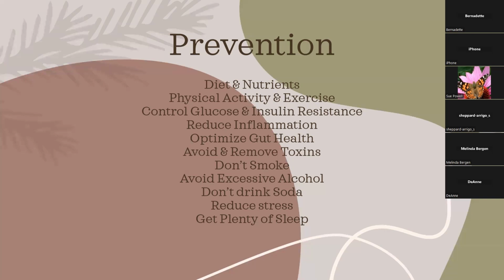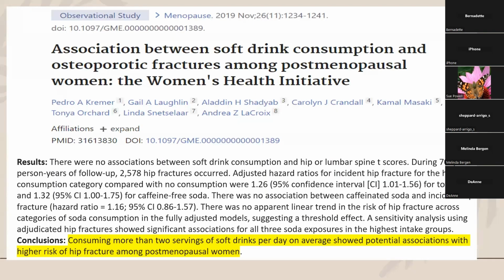There are ingredients in soda that will cause bone loss. And then we also want to reduce our stress and get plenty of sleep because excessive stress and inadequate sleep are big contributors of inflammation, and inflammation will lead to bone loss. This article from 2019 in the journal Menopause, the association between soft drink consumption and osteoporotic fractures among postmenopausal women, shows consuming more than 2 servings of soft drinks per day on average showed potential associations with higher risk of hip fracture among postmenopausal women.